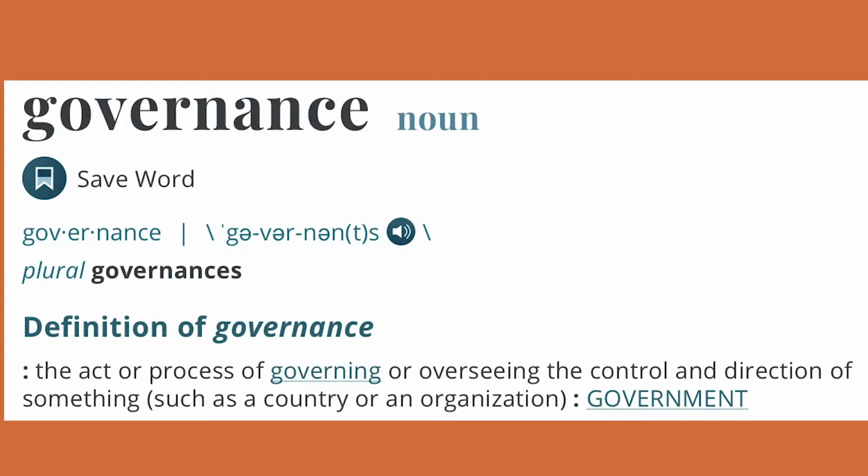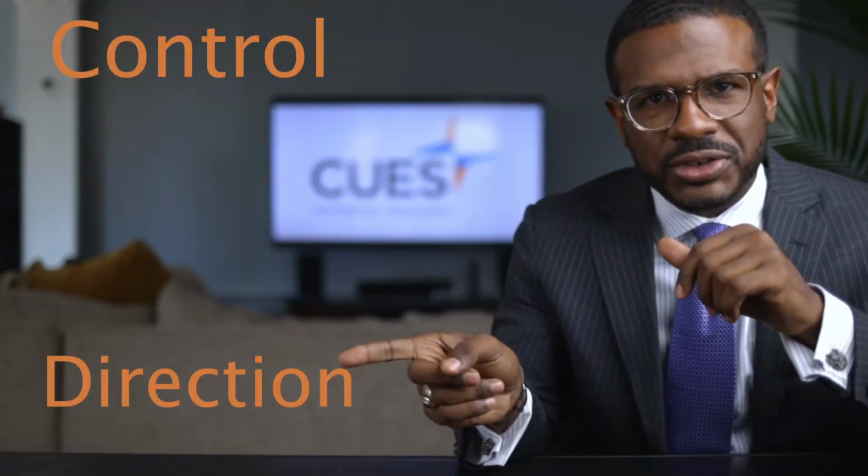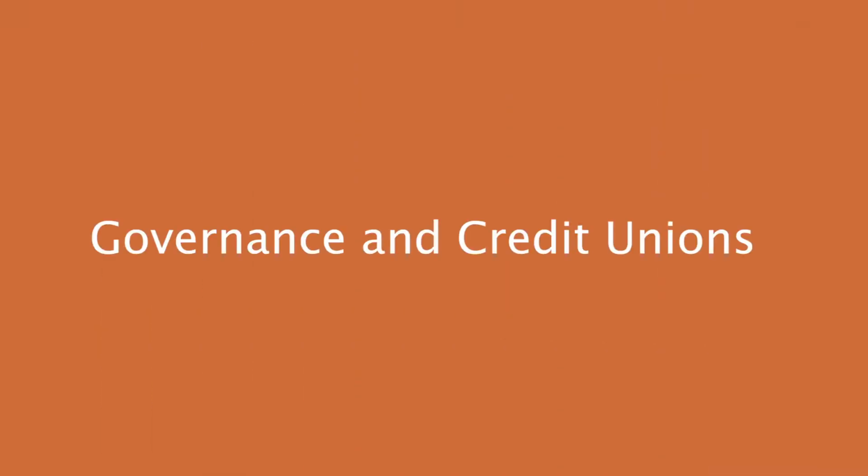The Webster Dictionary simply defines governance as the act or process of governing or overseeing the control and direction of something such as a country or organization. Now, there are two important words in that definition that I want you to hold on to: control and direction. Now, let's move on and talk about what governance means in the context of credit unions.